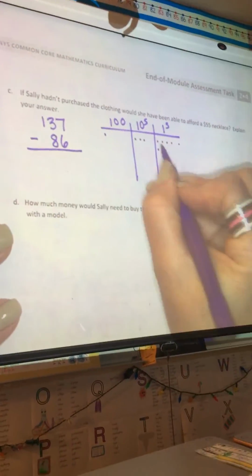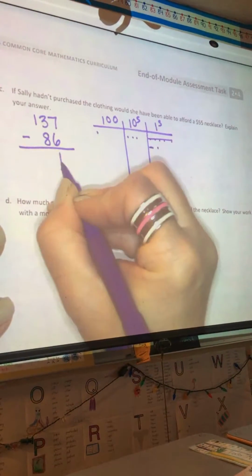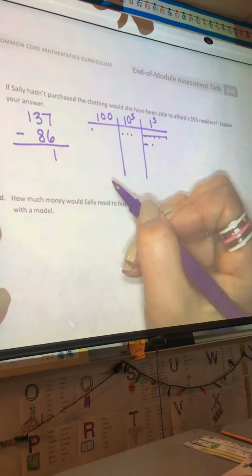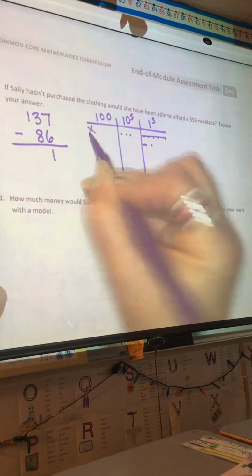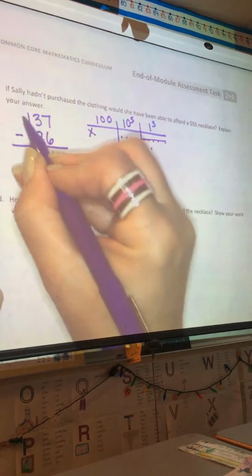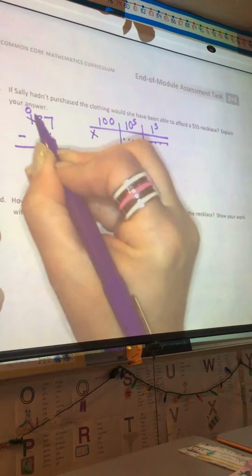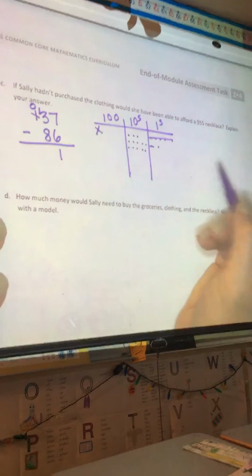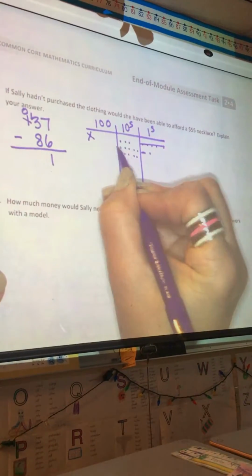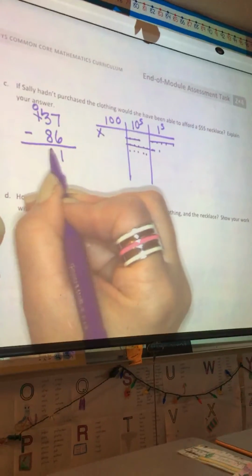7 minus 6 leaves me with 1. Now I have 3 tens, and that's not quite enough to take 8 tens away. So I need to unbundle my 100 and put those 10 tens in the tens place. So now I have no more hundreds, but I do have 13 tens. And that's plenty to take away 8. I'll subtract 5, 6, 7, 8, and that shows me that 13 minus 8 equals 5.